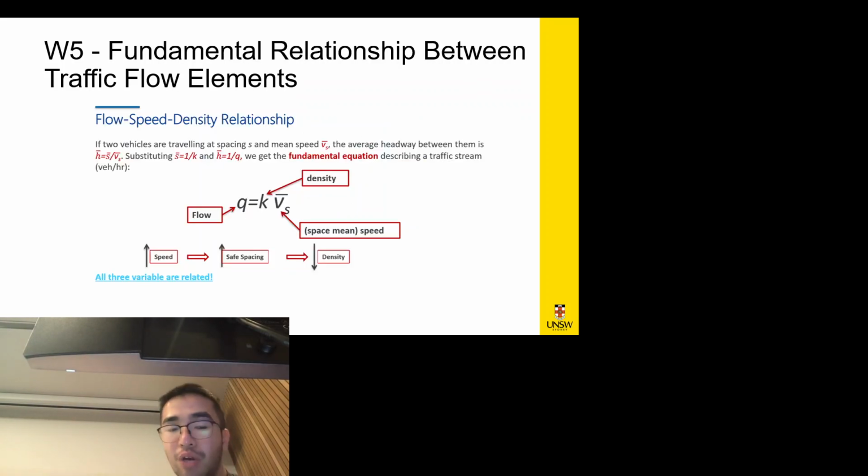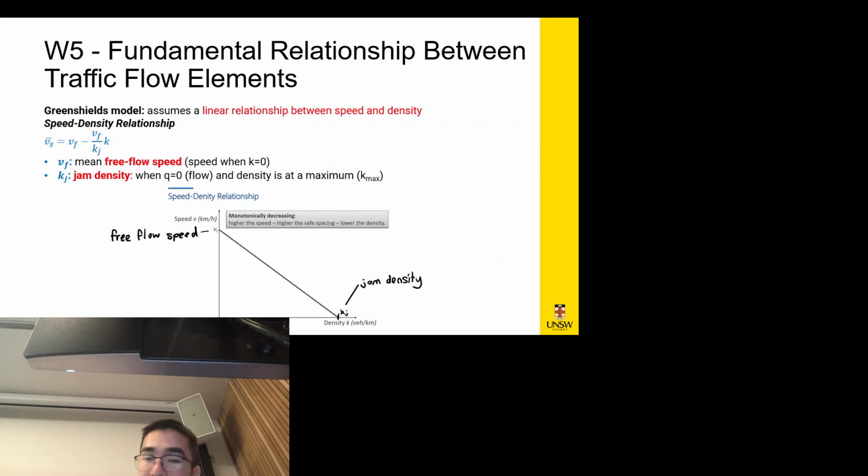You will also be exposed to the flow-speed-density relationship: Q equals K times space mean speed. So when there's increased speed, that means increased safe spacing, which means decreased density. The formulation we use is called Green-Shield's model, which assumes a linear relationship between speed and density. You need to remember this because they're not going to give you this formula. But in a nutshell, there's a linear negative relationship between speed and density.